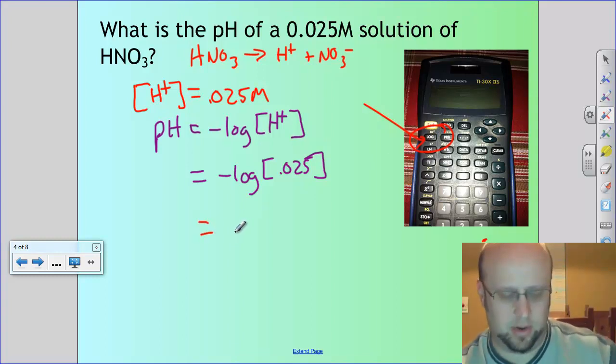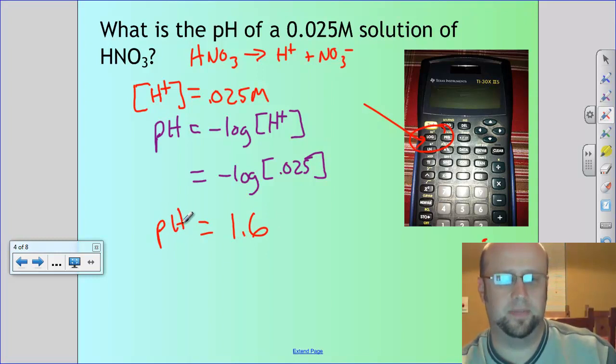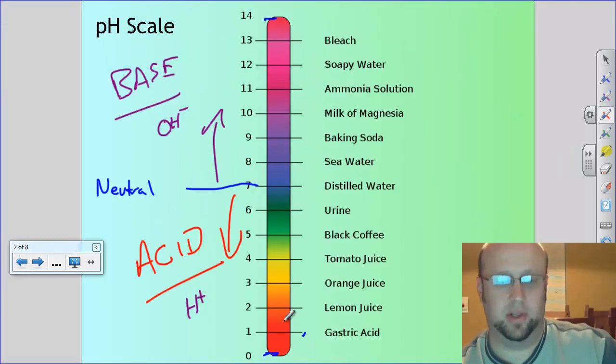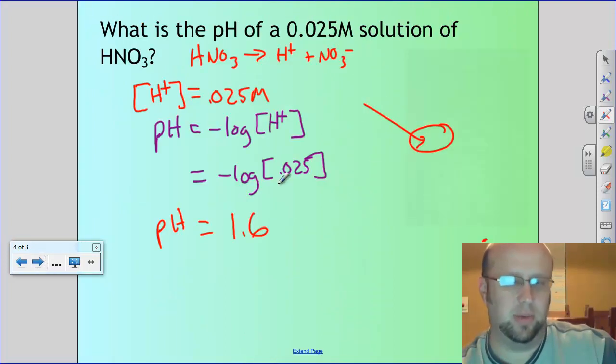And when you hit enter on your calculator, you're going to come out with 1.6. So that means that the pH is 1.6. Now, where would that go? Look on the pH scale, pretty low, that's pretty acidic. The further down you go, the more acidic you are. Just like on this end, the further up you go, the more basic you would be, or the more alkaline, we would say.